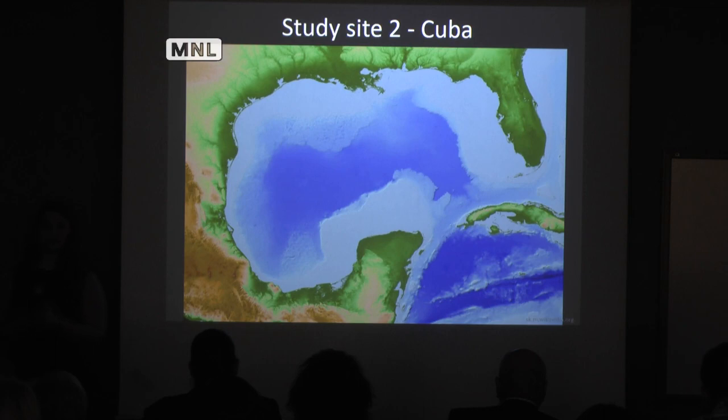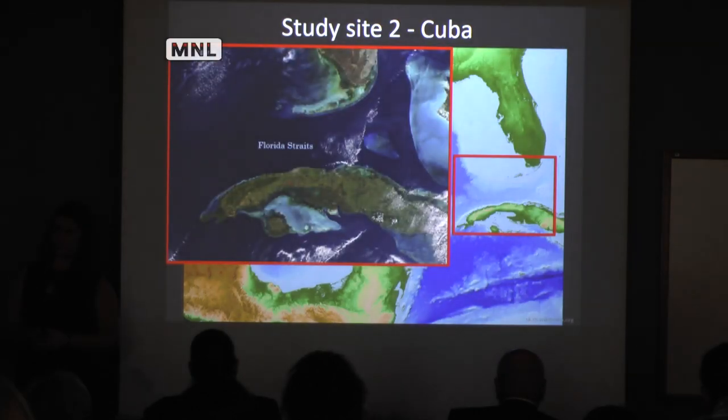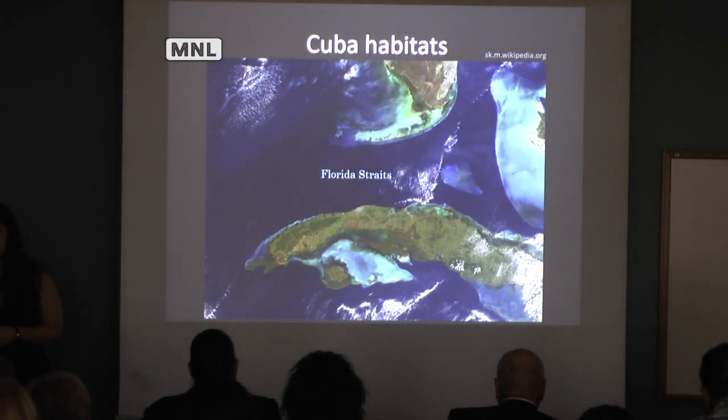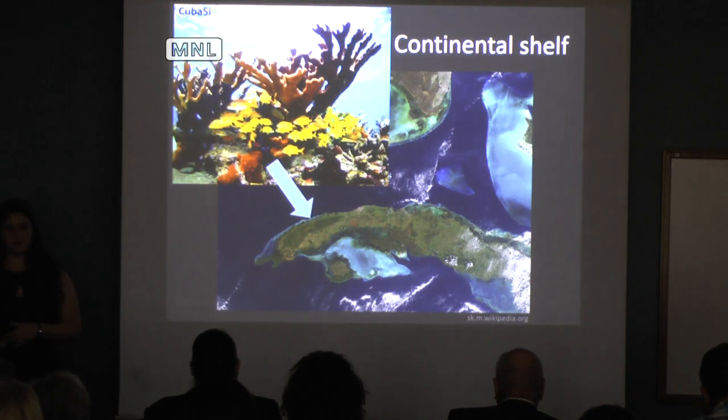The second study site for this thesis was Cuba. So we got to zoom in a little bit on the right side to where the Florida Straits are in between Florida and Cuba. And Cuba has a couple unique habitats. So you may be familiar that when you go to Cuba, people like to look at the reefs. And these reefs are very close to the coast.